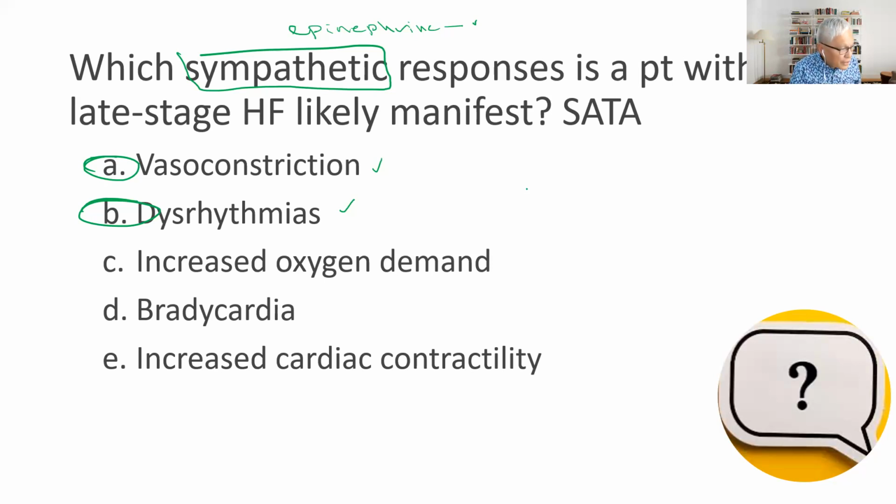Not increased cardiac contractility either. That's going to be a decrease, increased cardiac contractility. Oh, that's the sympathetic response. Yeah, I'm sorry. Letter E is correct. Now, I'm also thinking that a patient who is having sympathetic stimulation will also have an increase in oxygen demand. So letter C is also correct. This one should be tachycardia.